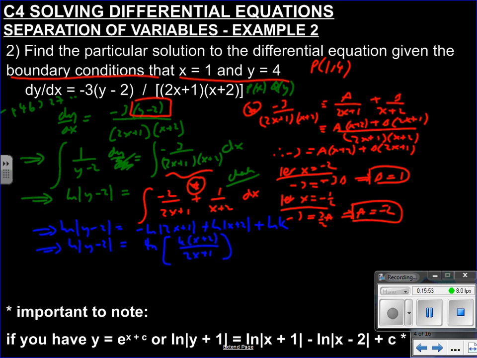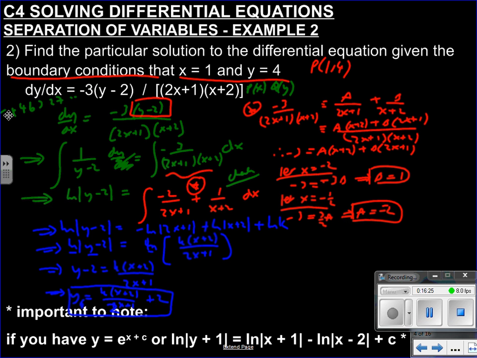And now we've got the ln, so y minus 2 must equal k, x plus 2 over 2x plus 1. You see? This is still a general solution because we still have an unknown. So y, the general solution yg, is going to be k, x plus 2 over 2x plus 1, plus 2. There we go. There's our general solution.